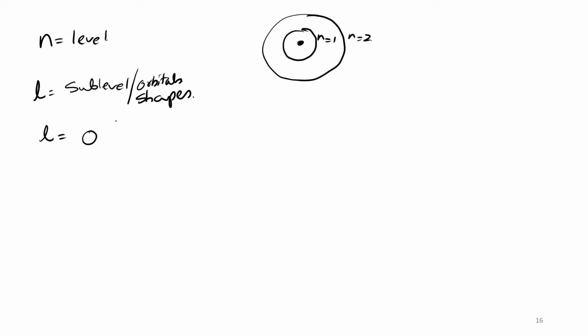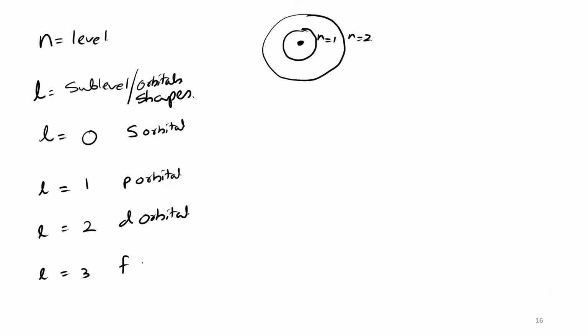So when you have L equals 0, you know that we are talking about the s orbital. When L is 1, we are talking about the p orbital. L equals 2, we are talking about the d orbital. L equals 3, we are talking about f orbitals. And then we learned about the ML, which tells you a bit more about orbitals, like their orientation. And also you can get an idea about the number of orbitals you will have.